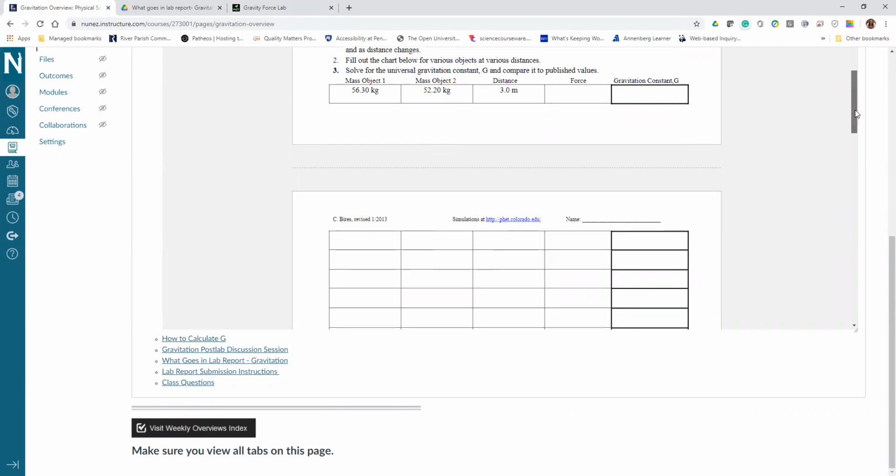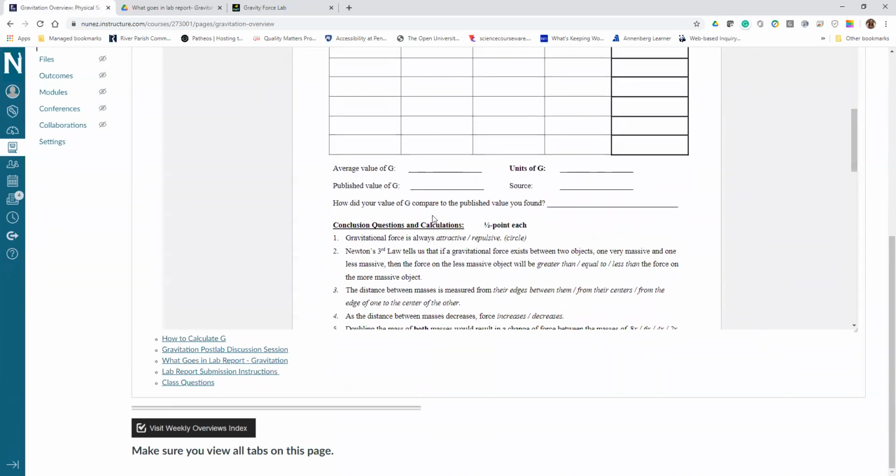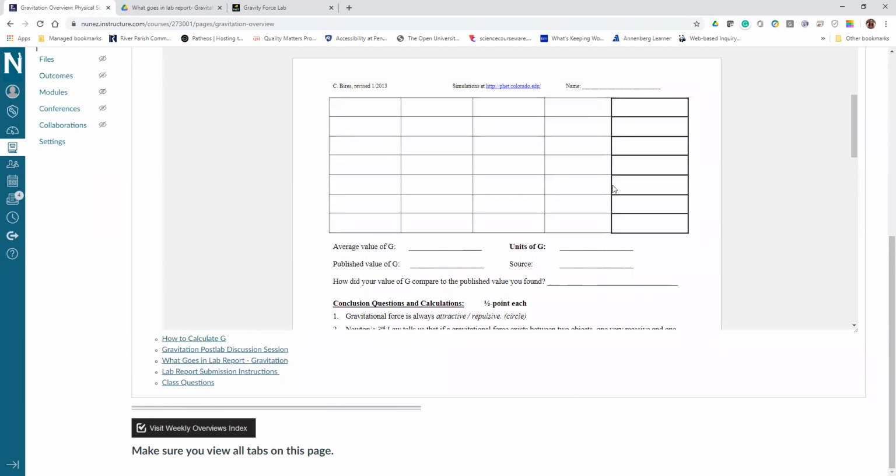So that's what you're going to be doing. You're going to be using the simulator to calculate big G, and then you're going to see how close you come to the published value, which is 6.67 times 10 to the negative 11. Okay. So you take all of the values for big G that you calculate in the last column of the table, add them together, get an average, and then you're going to use that average value in a percent error formula.